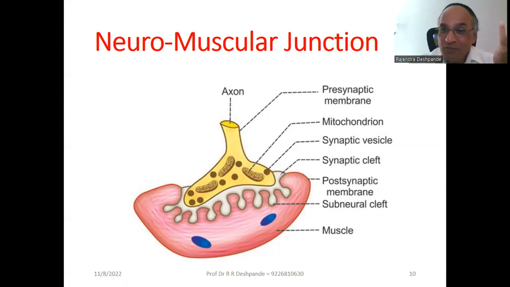I think this picture is so nice that you can practice drawing this sketch 100 times, because you have to draw the mitochondria, the powerhouse of energy. Energy is required, ATP is required. Why? To form the neurotransmitter. What is the name of the neurotransmitter? ACH, acetylcholine. Where is it stored? It is stored in the synaptic vesicles. I think this much part is very clear to you.